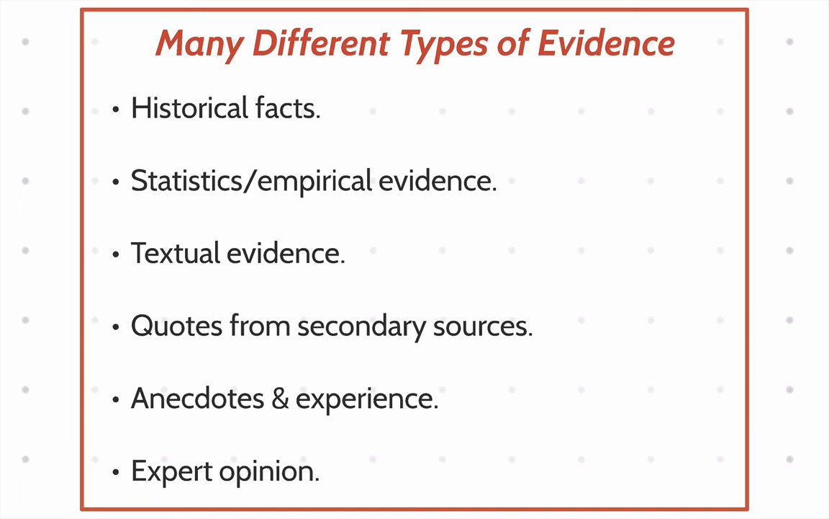It could also be statistics or empirical evidence. Maybe you're talking about how many individuals are connected via social media. You'd have some empirical evidence, some numbers to back that up. It could be textual evidence, which, as I said, is what we rely on pretty heavily in our writing in the Civilization sequence. So you're drawing in quotes from a text. You're analyzing trends in an argument that's made within something that we're reading.